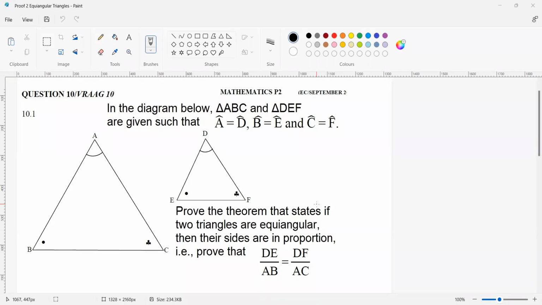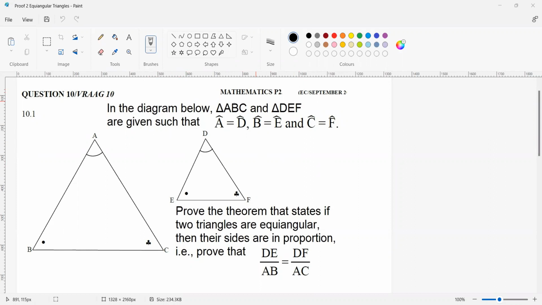Welcome to this proof of grade 12 geometry theorem. Equiangular triangles are similar. Today we're taking this from question 10 of Eastern Cape, September 2022, so you will know that it's from an actual past paper, and this is a good way of seeing what to expect in the exam.